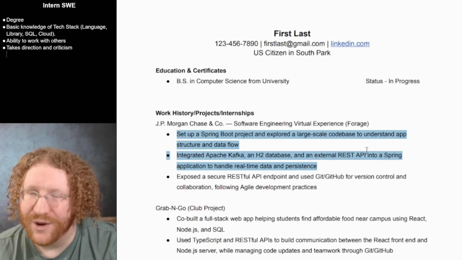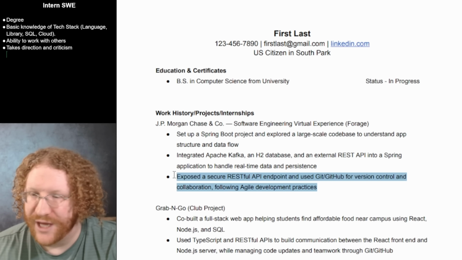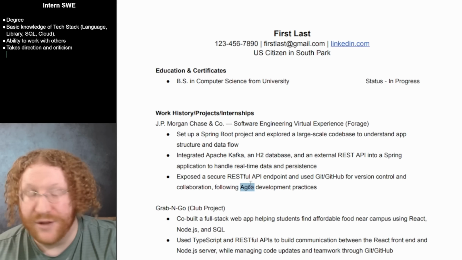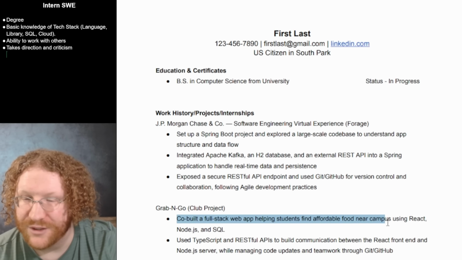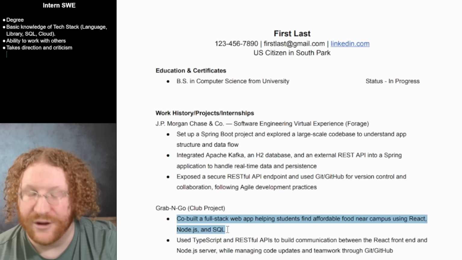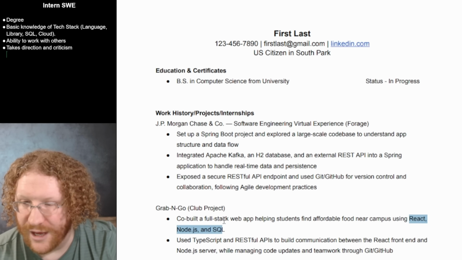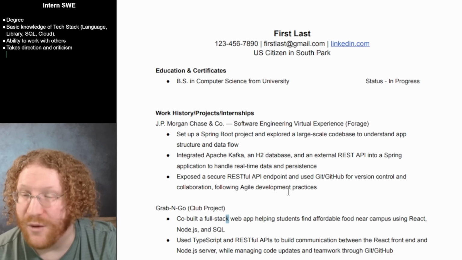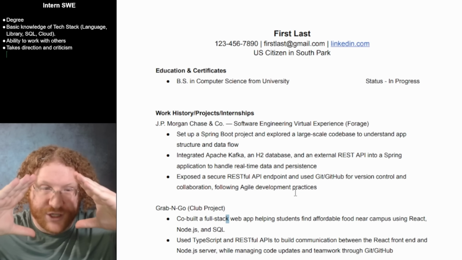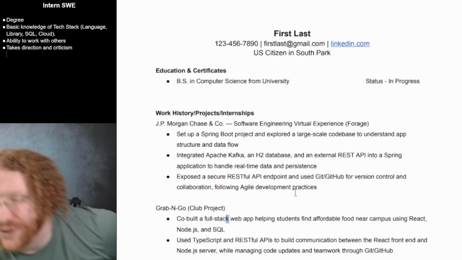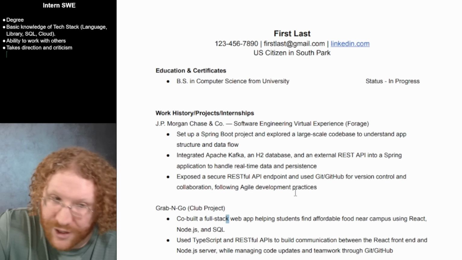And I don't see that. Again, it's the very basic stuff that will get you that. And this is not as clear that you work together as a team, right? I do like Agile. I think that's good. And then we do this: co-built a full stack web app helping students find affordable food near campus using React, Node.js, and SQL. This is solid, but I would prefer this to say, co-built a full stack web app, and then put in parentheses React, Node.js, SQL, to help students find affordable food near campus. I think that's good. I think they're going to like that project.